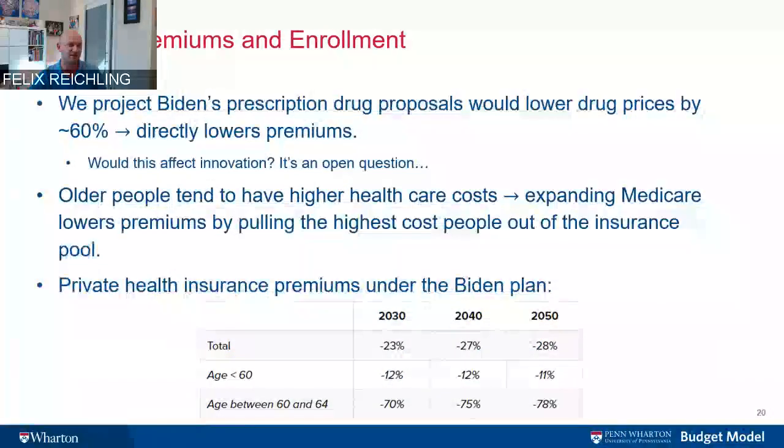So what are the effects of the Biden proposal on premiums and enrollment? Well, first of all, we assume that drug prices would go down by roughly 60%. And this is basically the difference between drug prices in the US and other industrialized countries like the UK, Canada, and Japan. And these are numbers that the Congressional Budget Office also used to analyze HR 3. That decrease in drug prices will directly lower premiums.